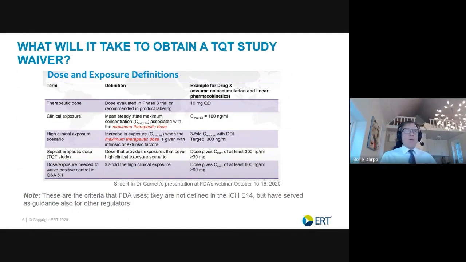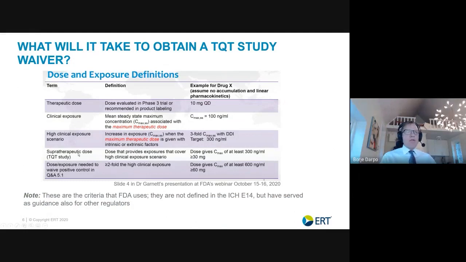If we take a drug with a 10 milligram dose being the therapeutic dose, and that dose gives you a mean Cmax at steady state of around 100 nanograms per mil. Then we look at the patient population with impaired clearance, let's say based on the drug interaction. Let's say that the drug is a 3A4 substrate, and then we're looking at the mean Cmax at steady state on the highest dose with a potent 3A4 inhibitor. Let's then say that we have an increase of the Cmax up to 300 nanograms per mil.